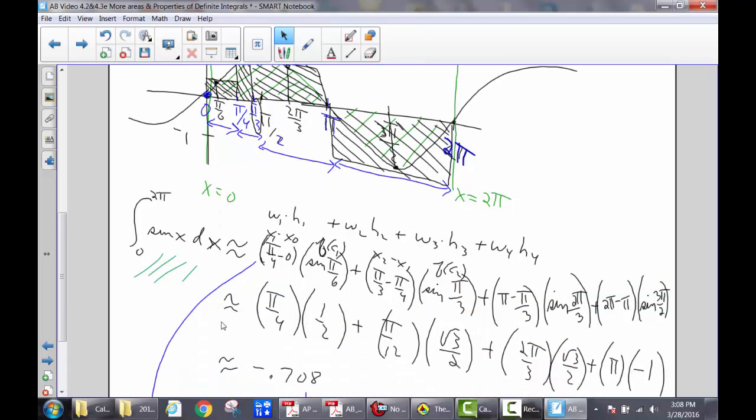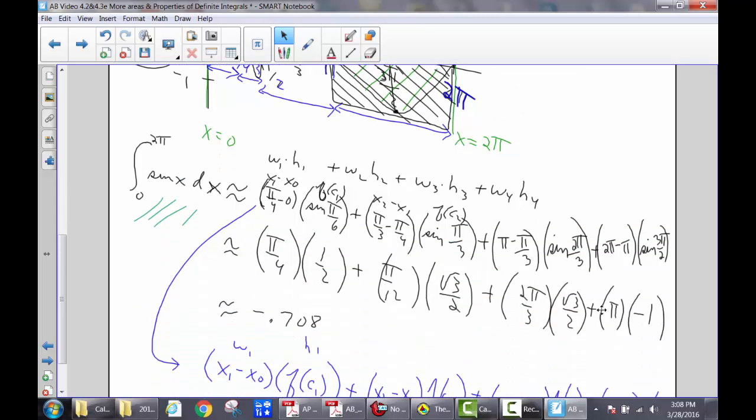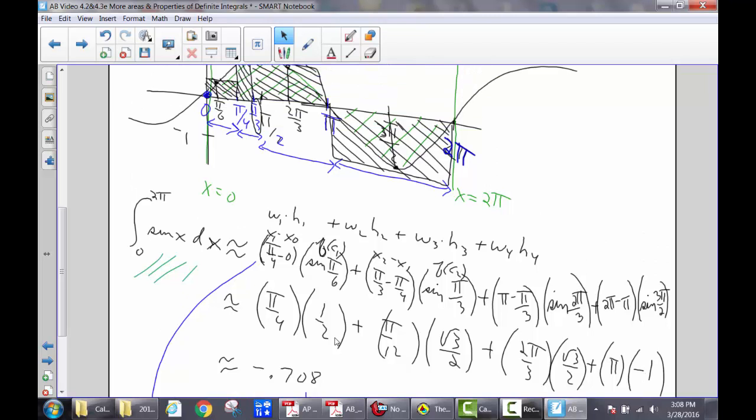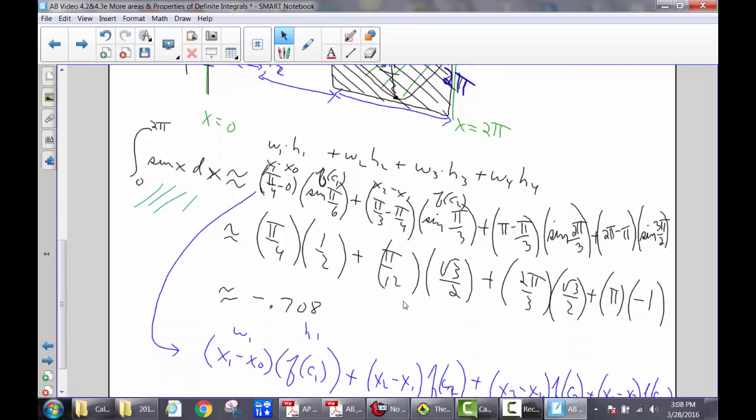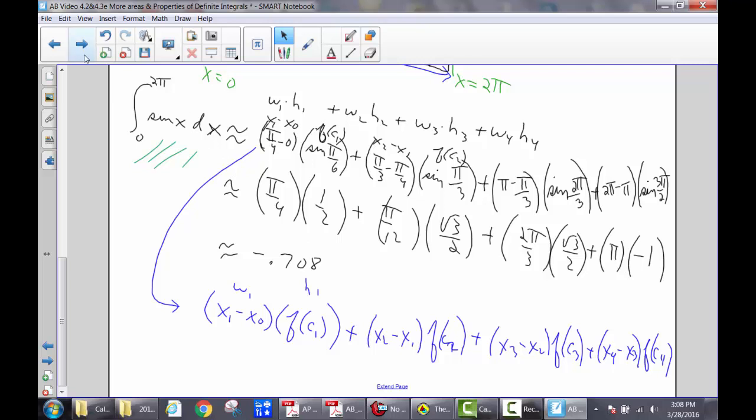Now, notice they didn't ask for area, which means some of these integrals will be negative, and you're going to keep them as negatives. Okay, because there was no word area mentioned here. Just evaluate the integral. So the first width is pi over 4 minus 0, which is pi over 4. The first height is the sine of pi over 6, which is a half, because your f of x is sine x. And then, etc., there's the next width, sine of, next width, sine of, etc., and you'll get negative 0.708.